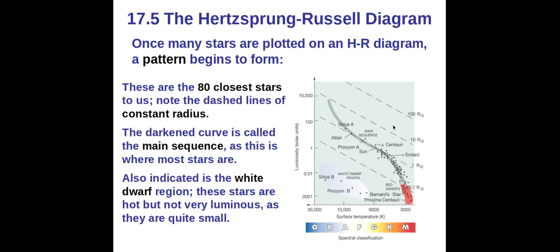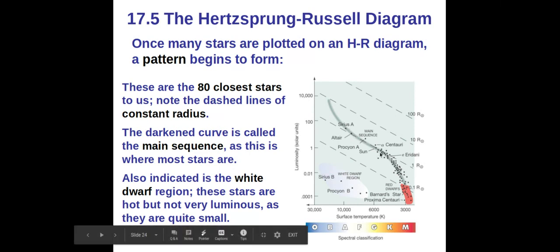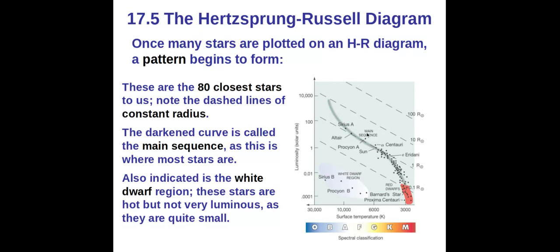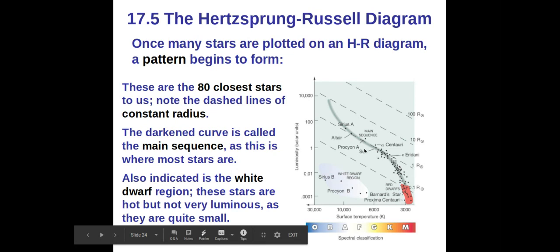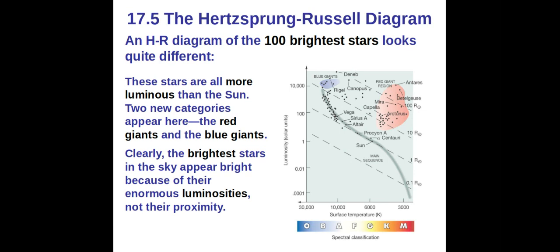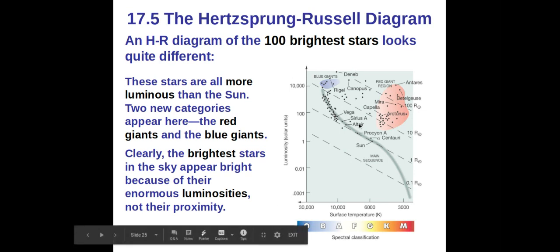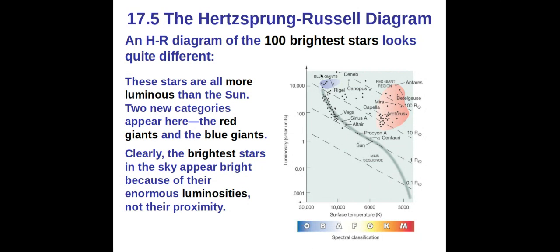So this is an HR diagram of the 80 closest stars to the sun. This is what we call the main sequence. We're going to talk more about the main sequence later on when we talk about life cycle of the star. This is the white dwarf region down here. So if you look at the 80 closest stars to the sun, they tend to be stars that are smaller and relatively cooler. And we have some white dwarfs. The 100 brightest stars looks very different. Okay, so now you see the upper part of the main sequence is filled in. Then you have some blue giants up here and some red giants and red supergiants up in this region.